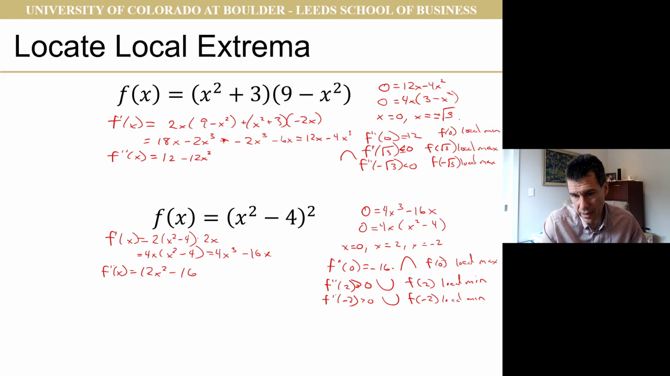If the sign's negative, draw a little concave down frown. You see immediately it's a local max. If the second derivative is positive, draw a little concave up smile. You see immediately it's a local min. And that's our process for finding local extrema.